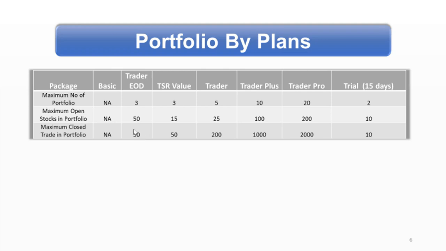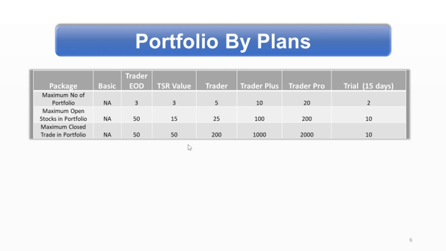As you go from left to right, you'll see that the number is increasing. Let's say you are a trader who performs a lot of trades, and you may have up to 2000 closed positions. So this is the right plan for you. Similarly, if you are not a very frequent trader, then if you go with portfolio, one of these plans will also work for you. The TSR Value or TSR EOD, depending on your other preferences.